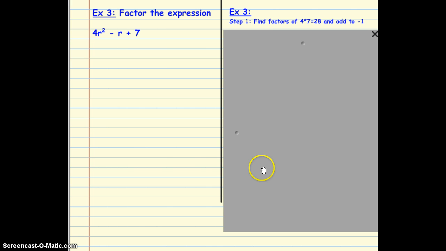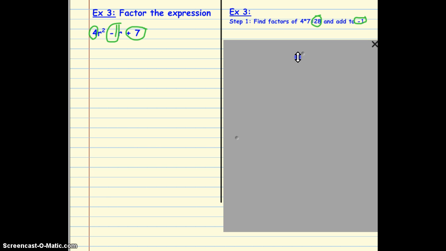Alrighty, now we're going to factor, for example 3, 4r squared minus r plus 7. Just a reminder, if there's not that number there, it really has a 1, so it's minus 1r plus 7. Again, we're going to take the number in front of the r squared and our constant term, 4 times 7, multiply those together. So we need to find things that multiply to 28, but add to -1. That -1 in the middle. Let's see, multiply to 28, add to -1.